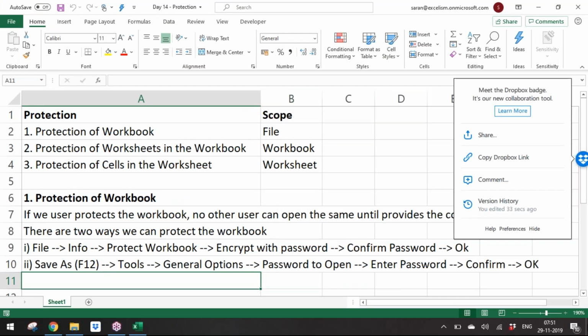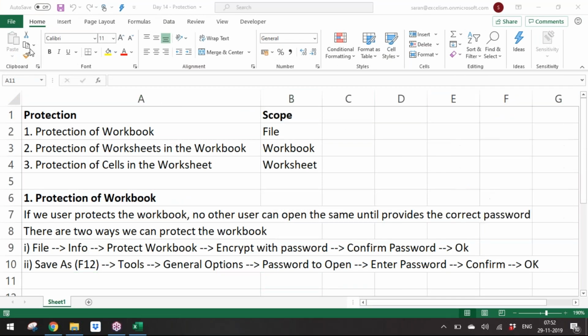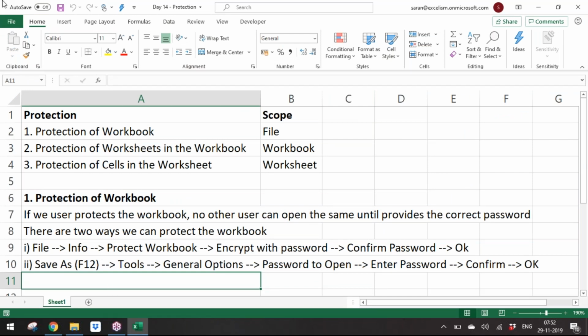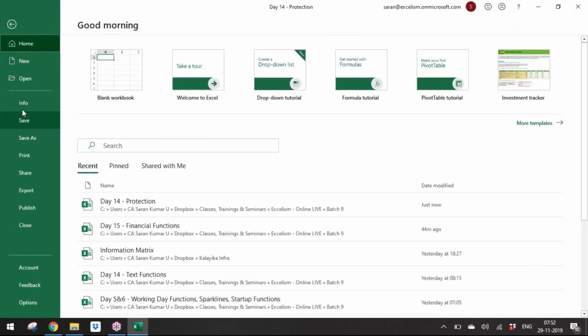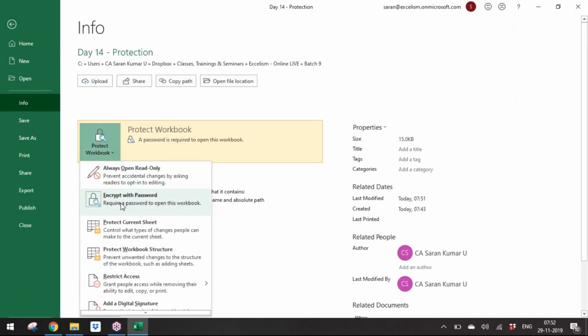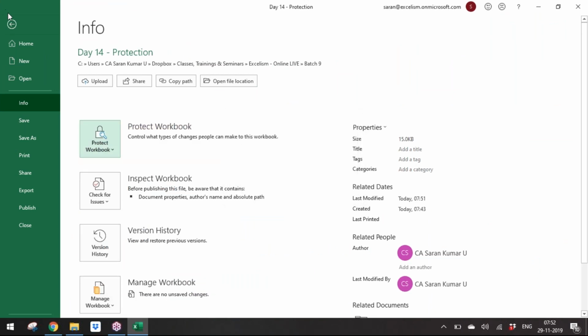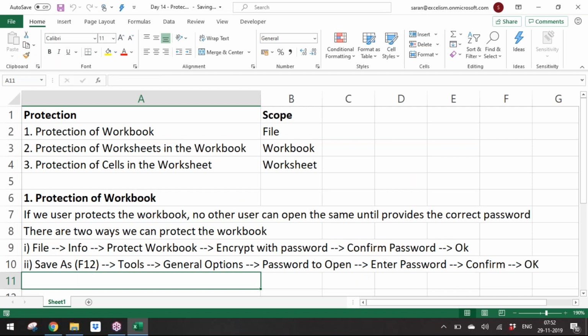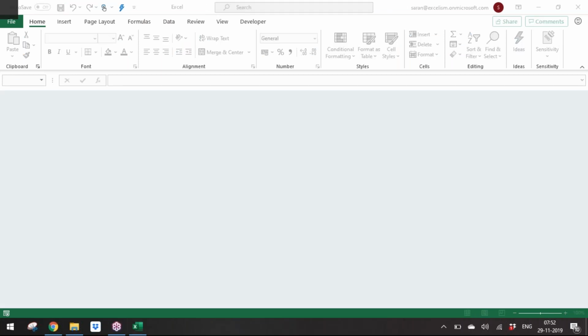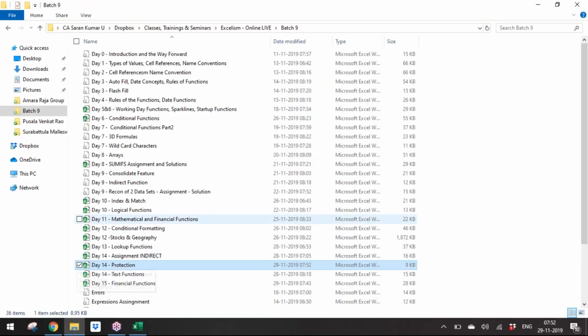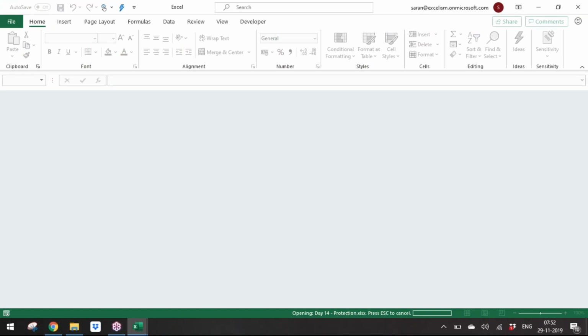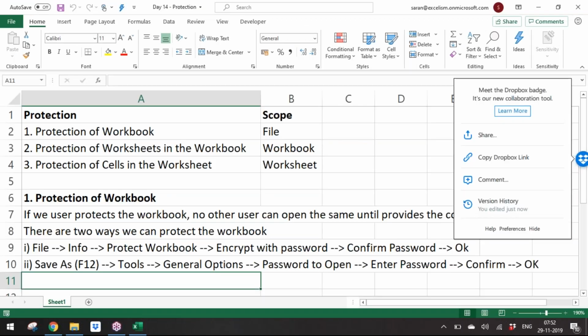This is one way. If you want to remove the password, same method. Just go to the File tab, go to the Info section, go to Protect Workbook with password. Are you finding your password? Now delete it. Just click OK. Now save and close. Now let me open the file, protection. Now it will not ask for any password, right? That is the protection of the workbook.